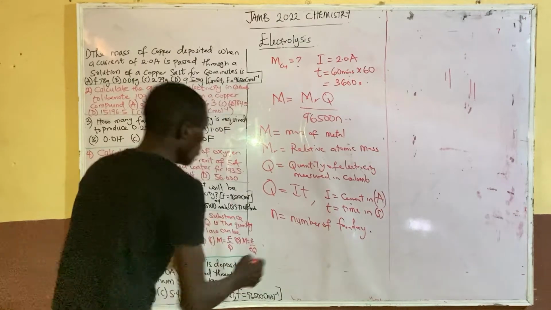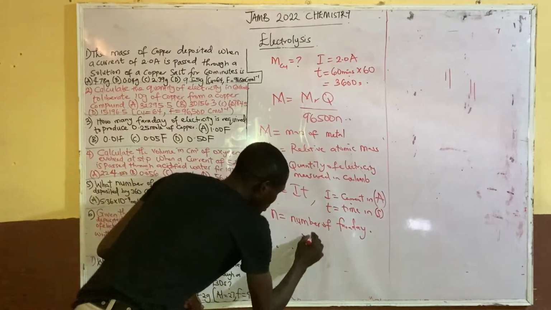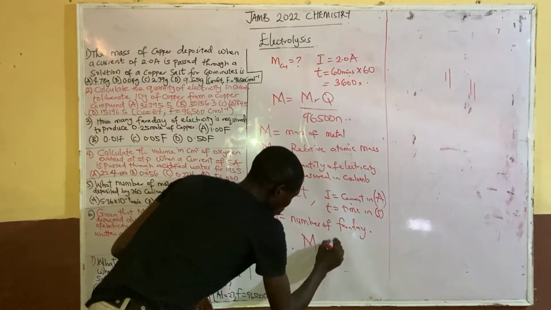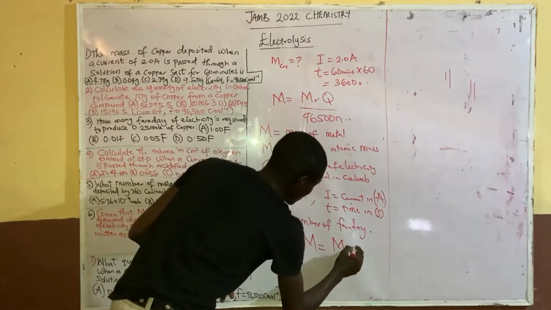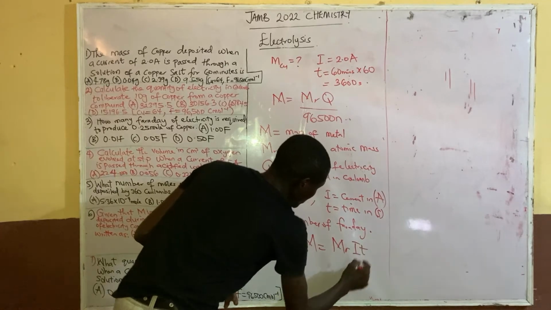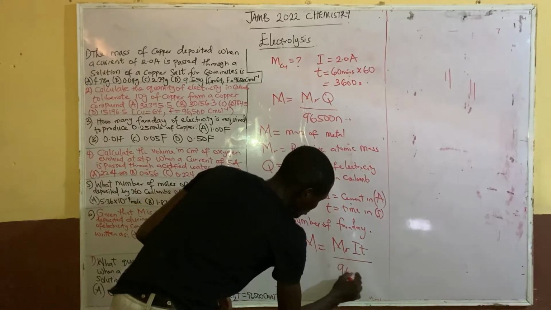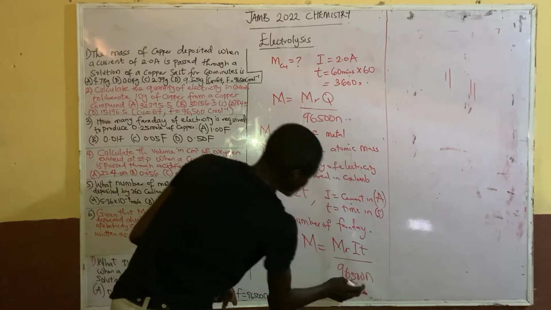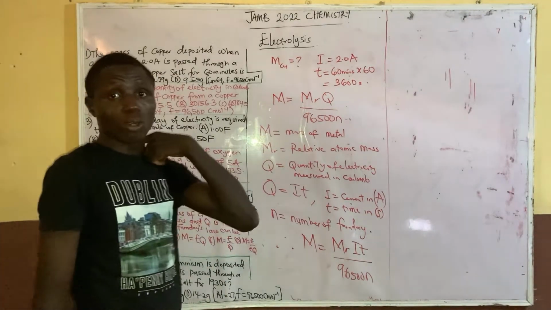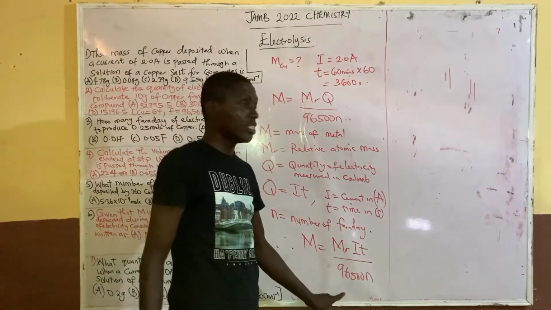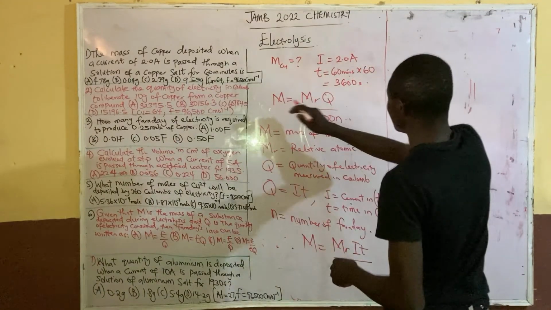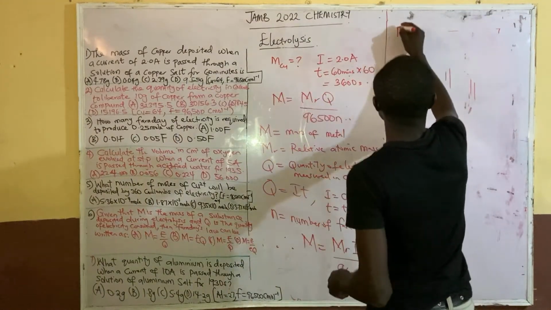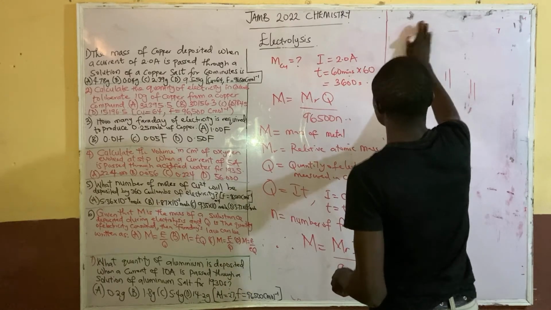We are going to know what this number of Faraday is all about as we proceed. So the formula can be written as M equal to Mr, and because Q is equal to IT, times IT all over 96,500. 96,500 is the Faraday constant. Please know that. Now let's substitute using this formula. I have to calculate the mass of copper. How do I know the value of N?